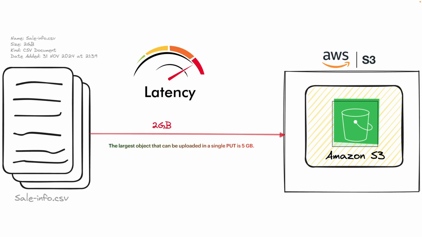In AWS S3, we are allowed to upload in a single put sizes that are smaller than 5 GB. More than 5 GB, we cannot upload in a single put. That's the reason AWS suggests that if the size of your file is larger than 100 megabytes, you should consider using the multi-part upload capability. So this is what we are going to do in this video.